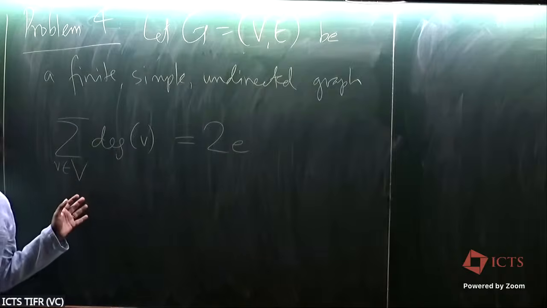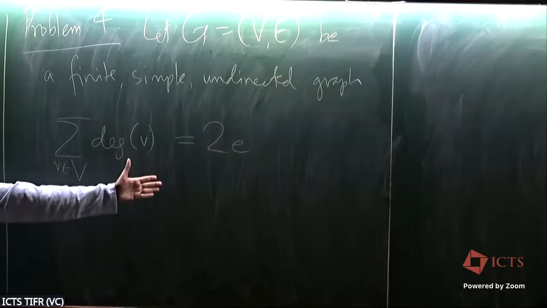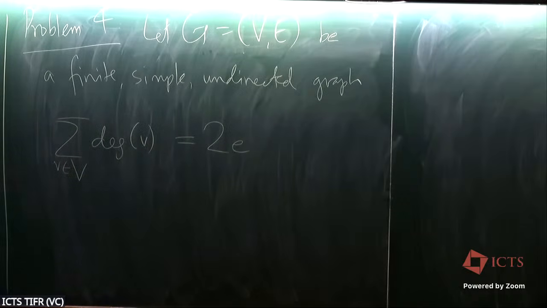Have you guys seen this before? Lots of people nodding their heads. All right. So how many of you have not seen this before? Okay, so that's still a substantial number. Great. So you know what the degree of a vertex is? The degree of a vertex is the number of edges which are incident at that vertex. So you sum that all up, it is 2 times the number of edges.